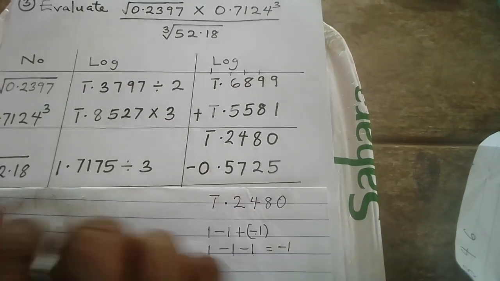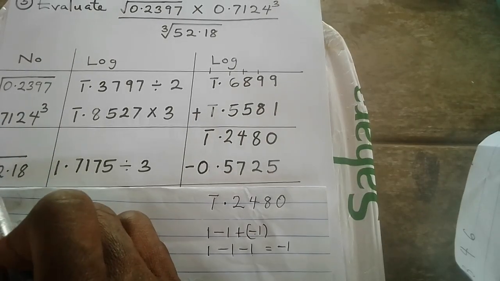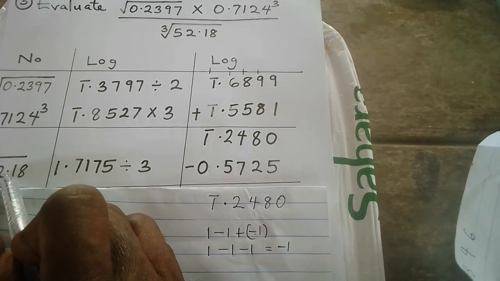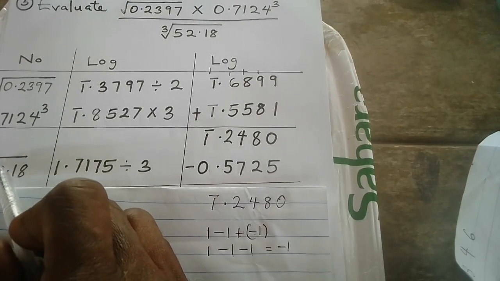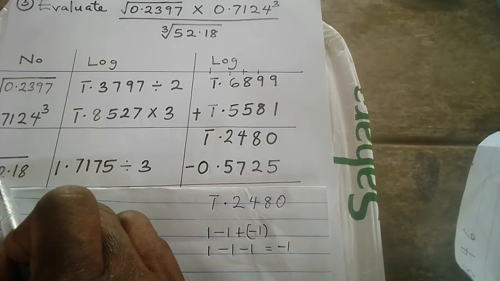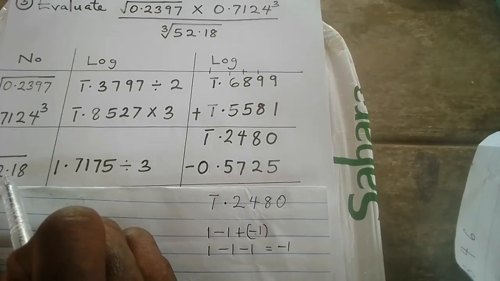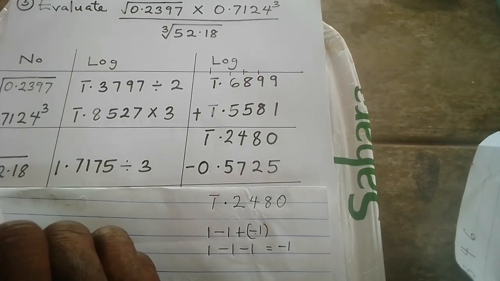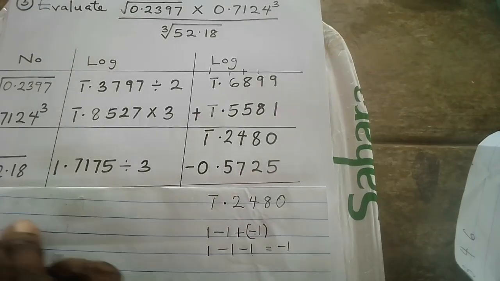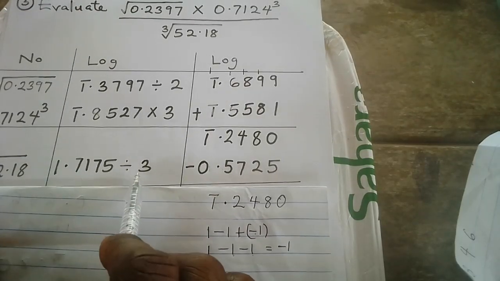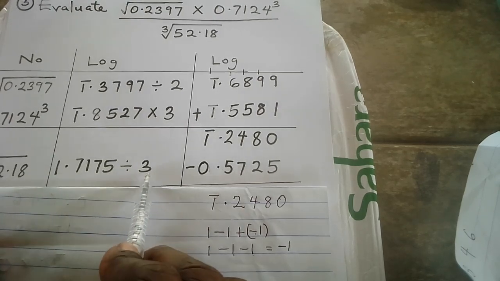The denominator, you're having the cube root of 52.18. So first of all, look at how many times you will move the decimal. Notice it is a number greater than 1. You move it to the left how many times? Once, so that you have a unit number here. So that means we are having 1 point. Look for the logarithm of 52 under 1 difference 8. So 52 under 1 difference 8 will give you 7175. Because of the cube root here, you are going to divide it by 3.